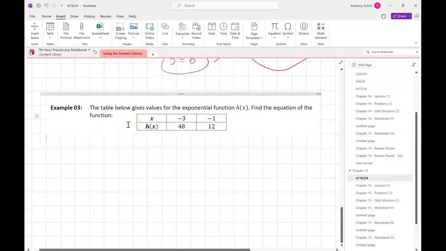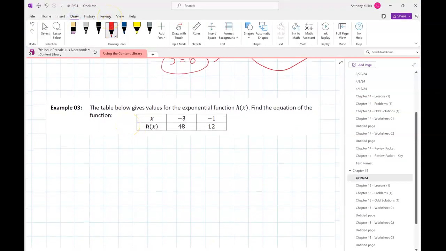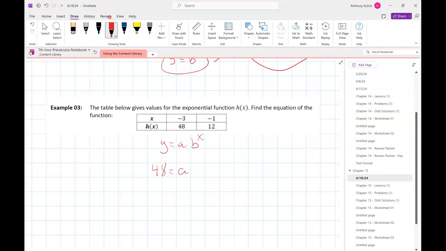So let's look at this example where neither of my x's are 0. Again, I know I'm going to be writing an equation y equals a times b to the x. All right, well, I'm just going to pick one of these and plug it in.